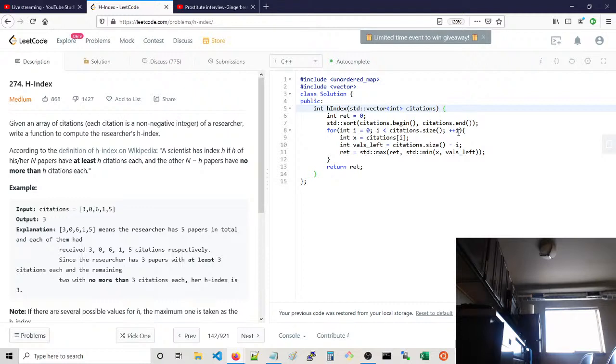Right. Because the problem with doing that, as I described before, is that the values could be very large, but actually that doesn't matter because we only care about all the values up to and including n, which is the number of papers, which is the size of the array. Beyond that, we don't care.